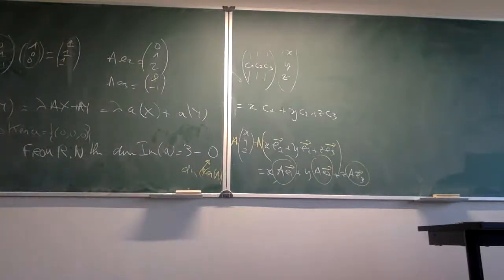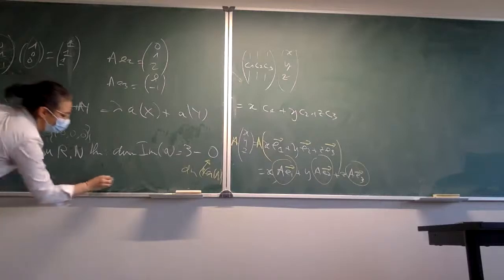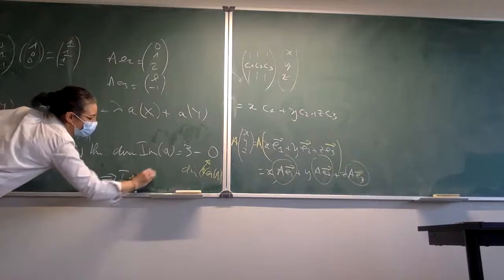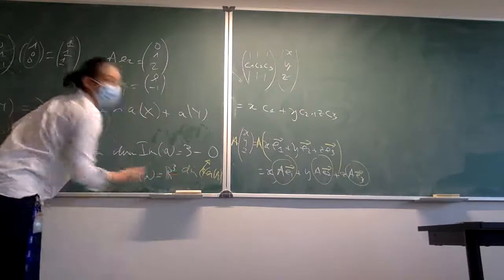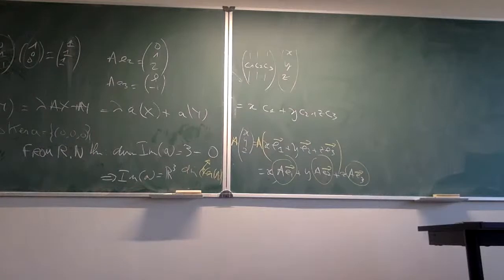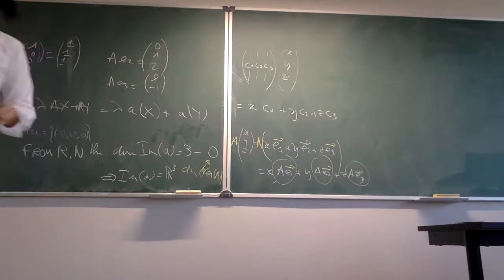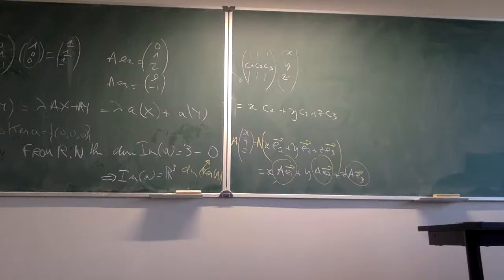Okay, so I know that the dimension of the image is 3. The image is in R3, so the image of A is R3, because the only linear space of dimension 3 that is included in R3 is R3 itself. Okay? Right, so you have many ways to get to this result. One, maybe the most direct, was to solve for the kernel, get that the image is R3, and that's it.